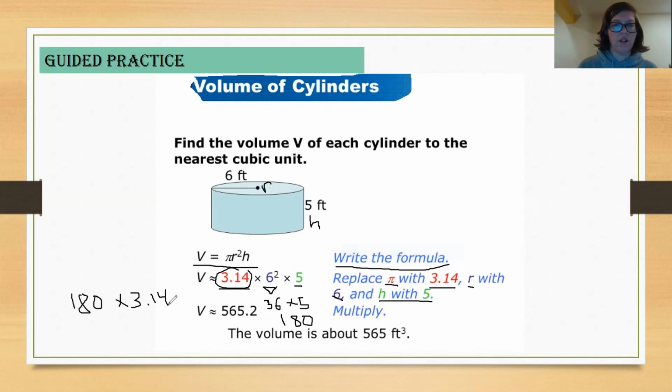All right. And they said to round to the nearest cubic unit. So the 0.2, they just rounded it to a whole number, 565. So the volume is approximately 565 cubic feet.